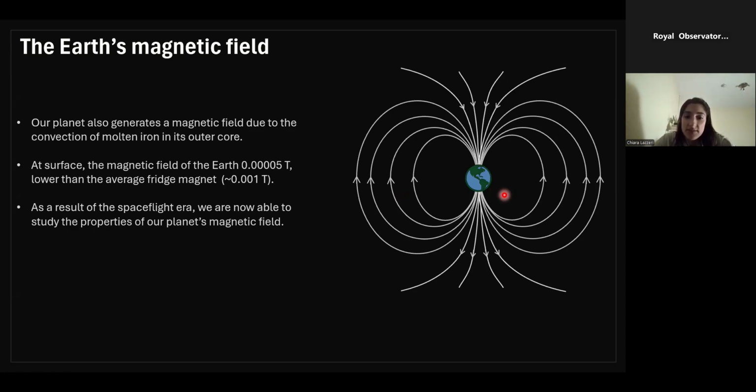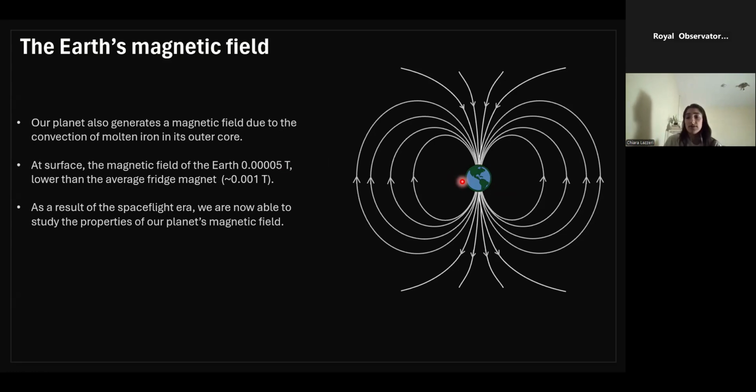So we can measure this magnetic field at the surface, and it measures around 50 microtesla, which is actually pretty small. It's a 20th of your average fridge magnet strength, which is 1 millitesla. But this is due to the fact that we measure this magnetic field at the surface, and the strength of the magnetic field decreases quite rapidly with distance. The Earth's magnetic field is actually pretty strong, and it expands all the way into space.